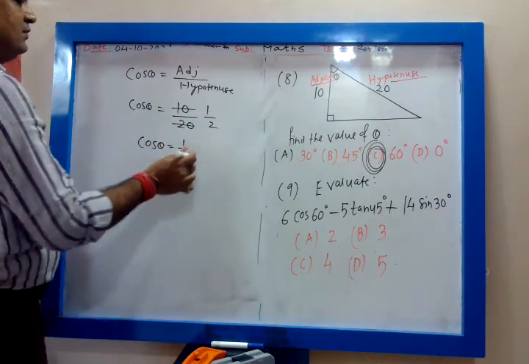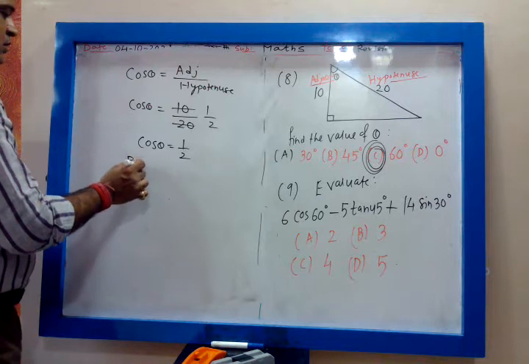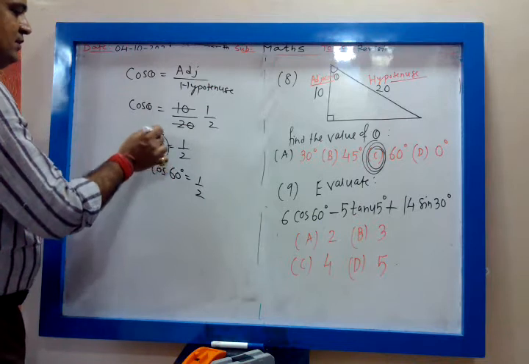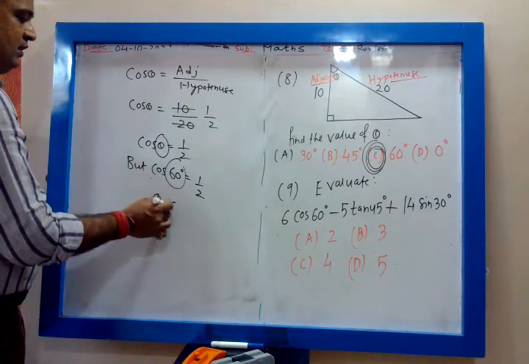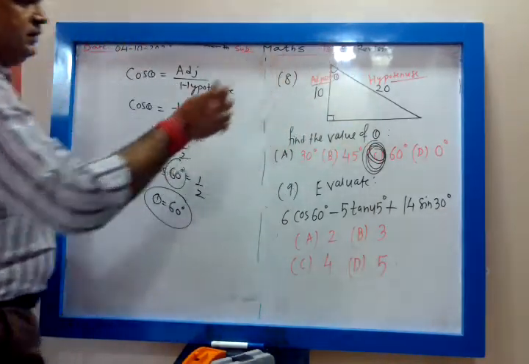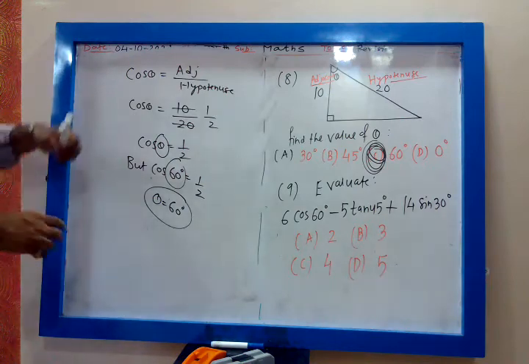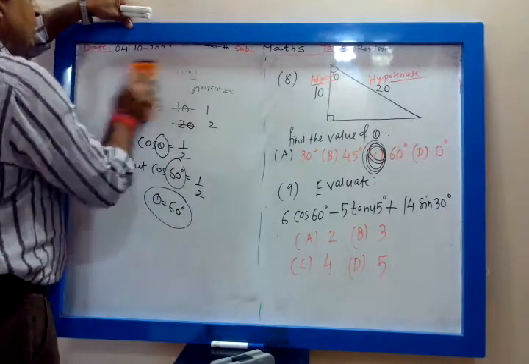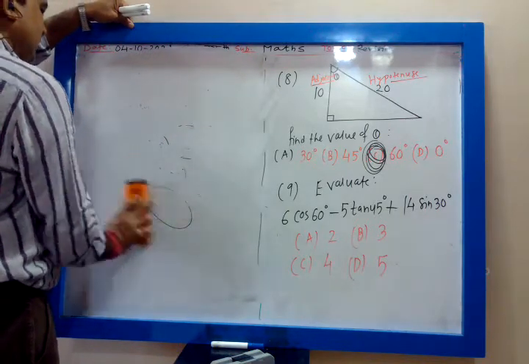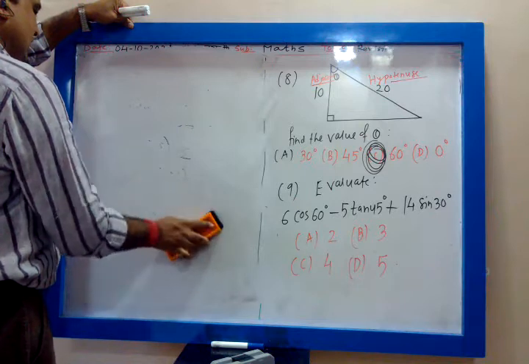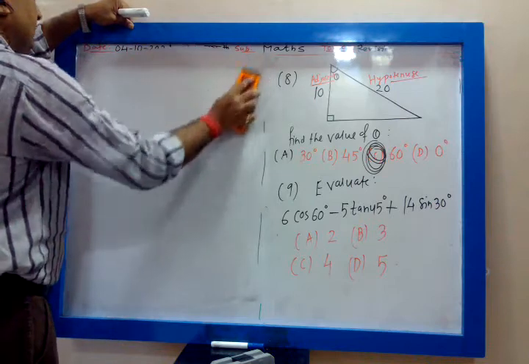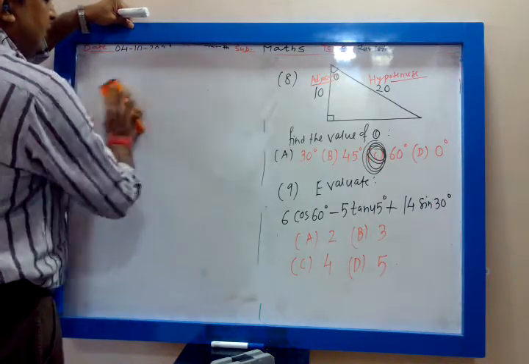Cos of which angle is 1 by 2? Cos 60 degree is 1 by 2. So that will give you theta is equal to 60 degree. So option C was correct, 60 degree. Whenever you are given opposite and hypotenuse, consider sine; adjacent and hypotenuse, cos; opposite and adjacent, you will consider tan. So remember this. If you remember this, then there will not be any problem in the evaluation part.